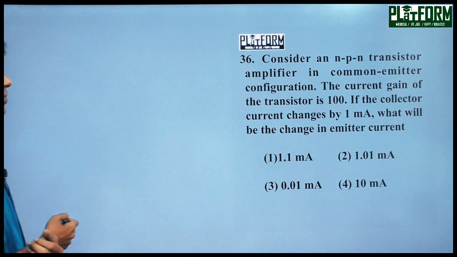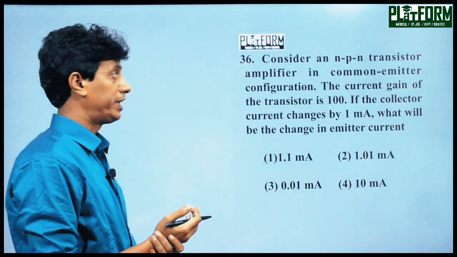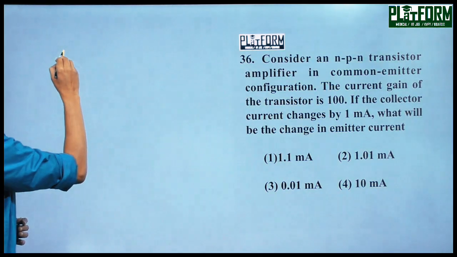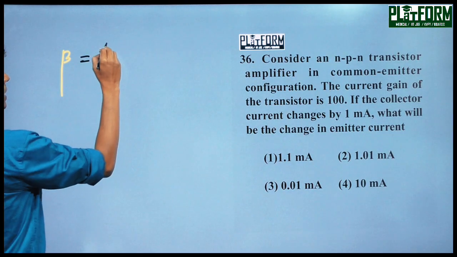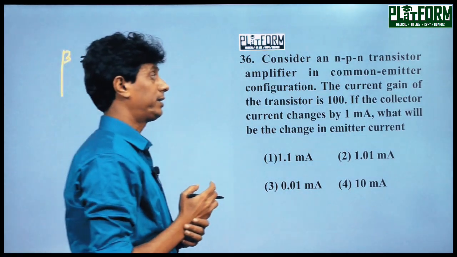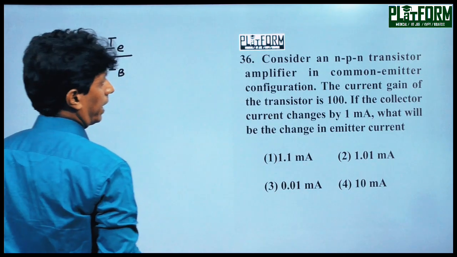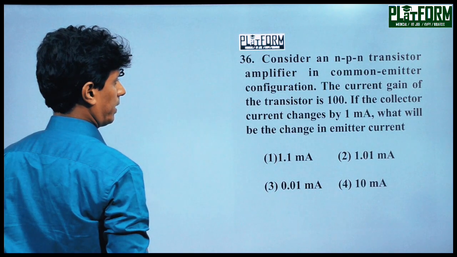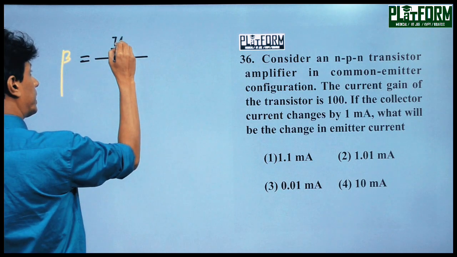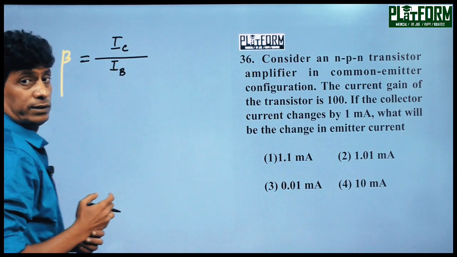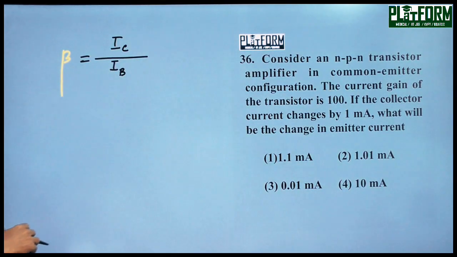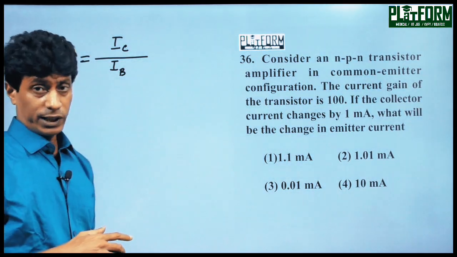Okay, next problem. Consider an NPN transistor amplifier in common emitter configuration. The current gain of the transistor is 100. So the current gain beta equals collector current by base current, beta = IC/IB. IC is the output current and IB is the input current, and the ratio of the output current to the input current is beta, that is, the current gain in the common emitter configuration.